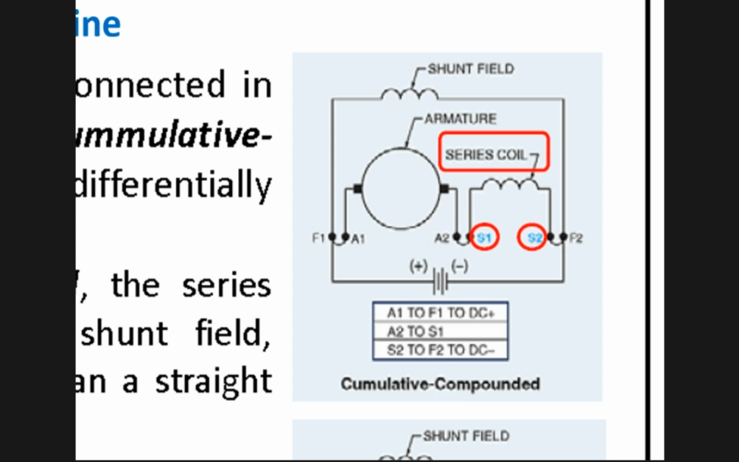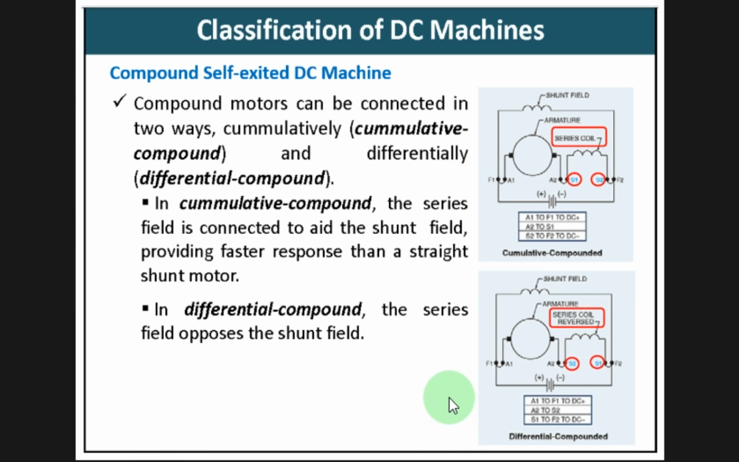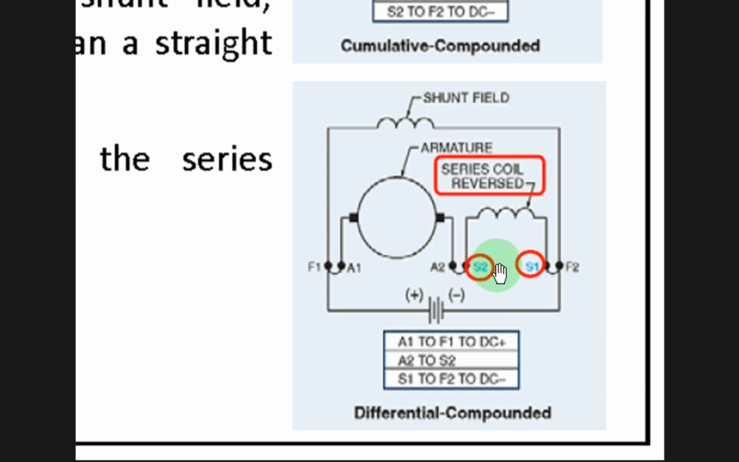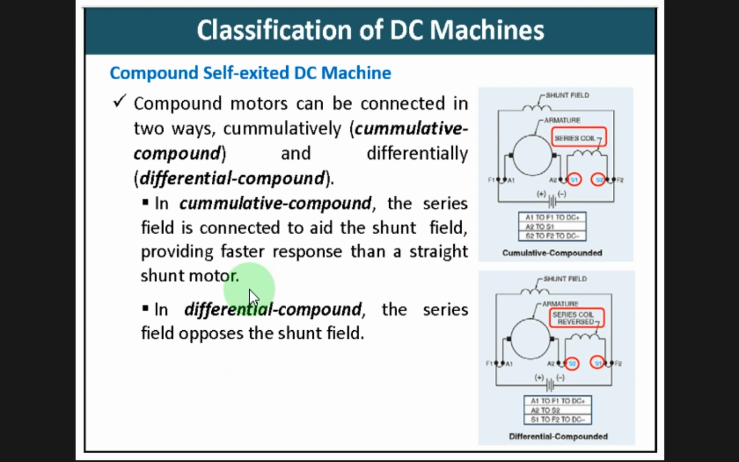And then if you look at the differential compound machine, this coil connection is interchanged: S2 goes like this, and S1 is connected to F2. If you compare these two, here it is S2 S1, while in the cumulative it was S1 S2. So this is called differential compound. These are the types of DC machines we have.